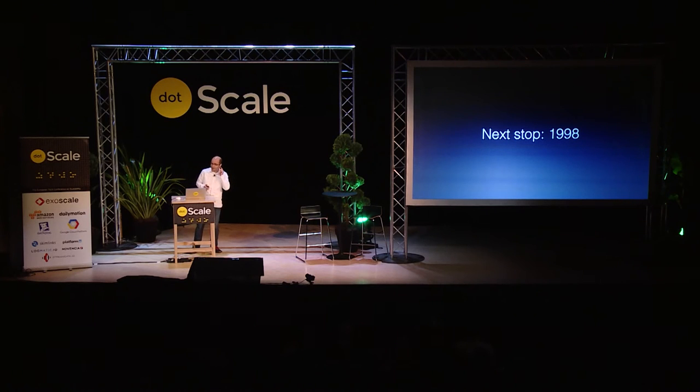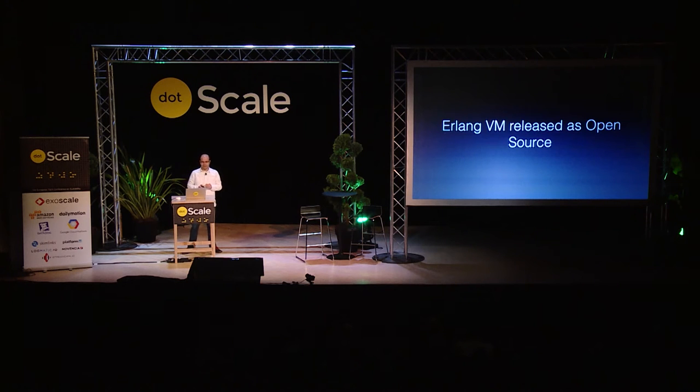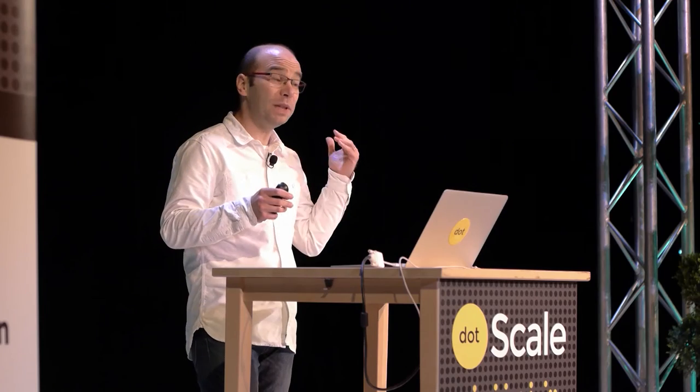Our next stop is 1998. This is the year Erlang was released as open source. What it means at that time is that Erlang could be used outside of the context of Ericsson for other purposes than writing large carrier switches. So it could be used for a wide range of applications running at large scale, like messaging applications, cluster databases, web services.